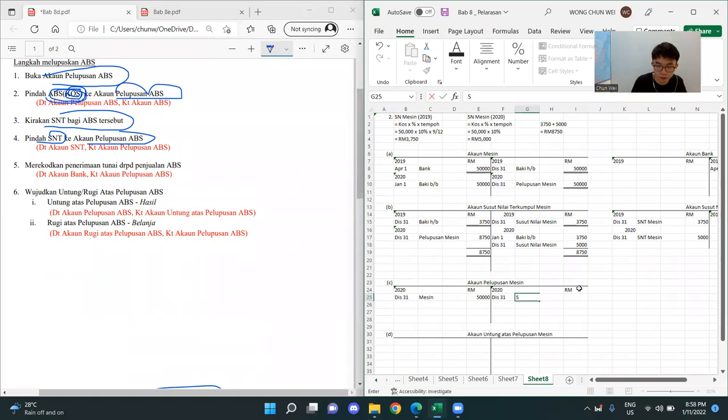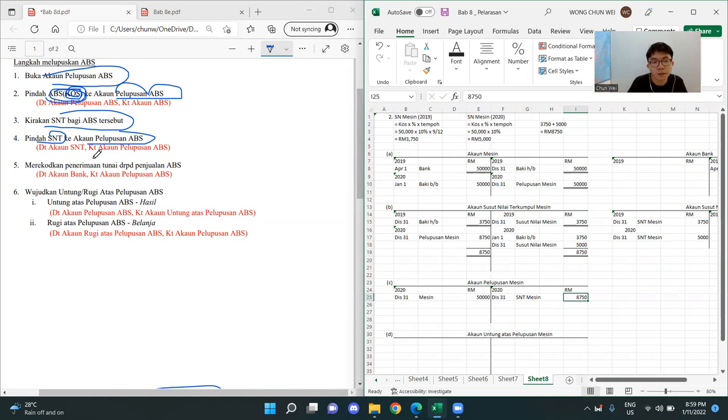Too long already. But you're right, because it's too long for me. Later we'll cover this column. So I'll just put shortcuts SNT machine. But you write the whole sentence. Susut nilai terkumpul machine. How much? 8,750. From here. Is it? So I already pindah SNT ke account Pelupusan. Aset bukan semasa. In here will be Pelupusan machine lah. Okay.